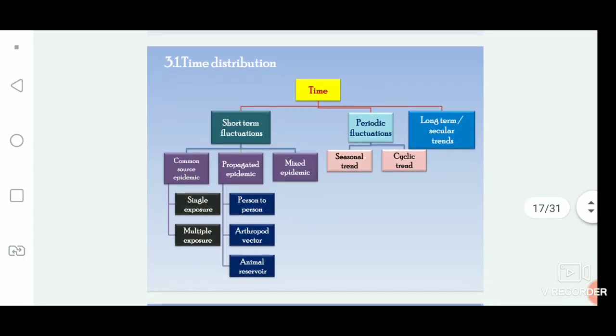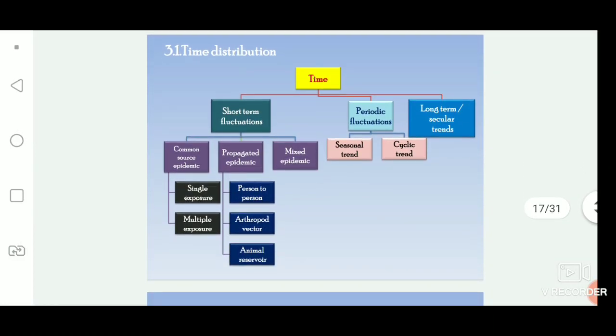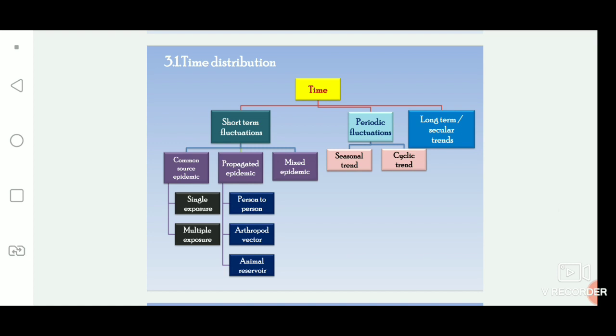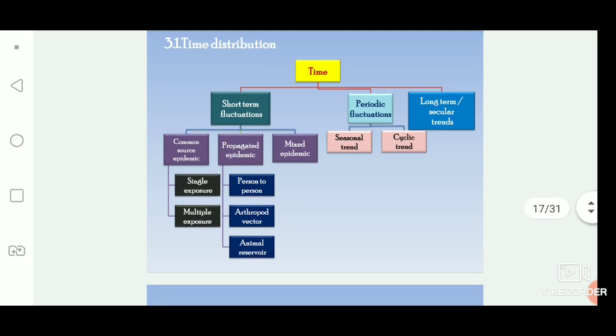The first one is, in this time distribution you have short-term fluctuations, periodic fluctuations and long-term secular trends or long-term fluctuations. Now in the short-term fluctuations, first one is common source epidemic, second is propagated epidemic and third is mixed epidemic. In common source, we have something called a single exposure, multiple exposure. Propagated epidemic, we have person-to-person, arthropod, animal reservoir, and mixed epidemic. The second one is periodic fluctuations. In this, you have seasonal and cyclical trends. And the third one, that's the last one, is long-term trends.